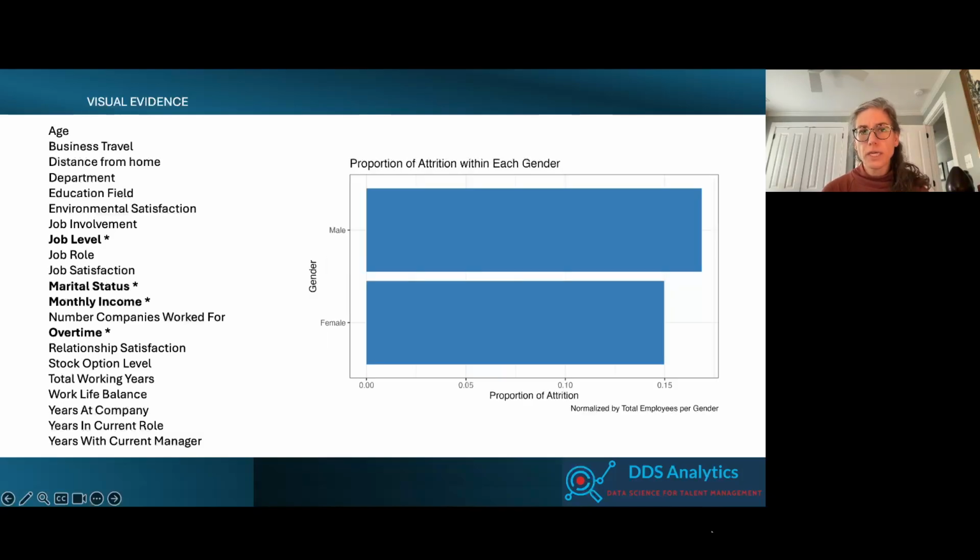Now, to illustrate an example of a variable lacking evidence of an association with attrition, we can look at gender. And if you look at the attrition rates between males and females, they're virtually the same.